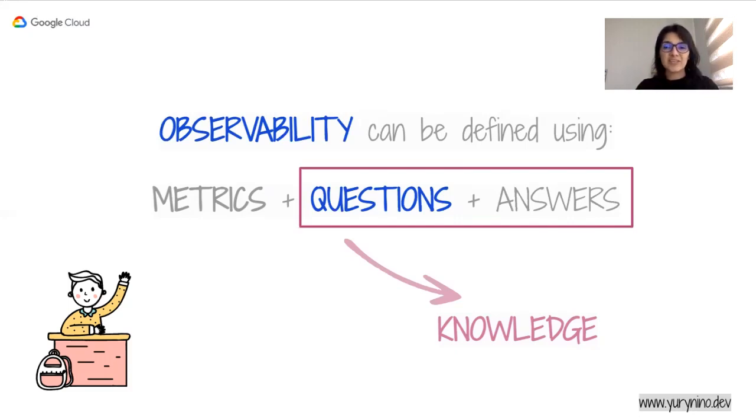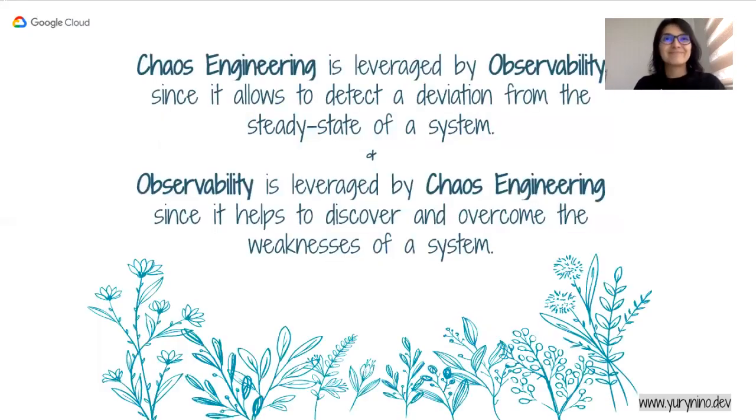Take a look at this definition for observability. Observability can be defined as the sum of metrics plus questions plus answers. Remember my definition for observability. Observability is about having tools for making the proper questions and providing the correct answers. So in this definition, the concept of knowledge is present again, considering that if you know the answers for these questions, you know the system.